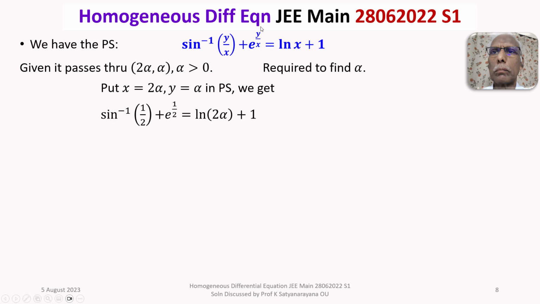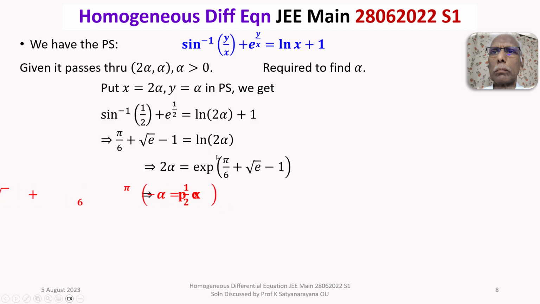So e to the power of y by x is e to the power of 1 by 2, equal to ln of x, which is 2 alpha, plus 1. So sine inverse of 1 by 2 is pi by 6, plus e power 1 by 2 is root e, minus 1. This plus 1, send it to the left hand side. Then it becomes minus 1 is equal to ln of 2 alpha. Now get rid of this ln, so you will make an exponential. So this will imply 2 alpha is equal to the exponential of pi by 6 plus root e minus 1. And we want alpha. Alpha is equal to 1 by 2 into the exponential of pi by 6 plus root e minus 1. Let's look at our options.